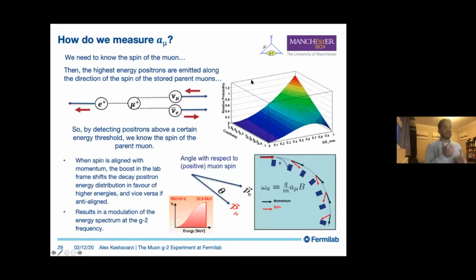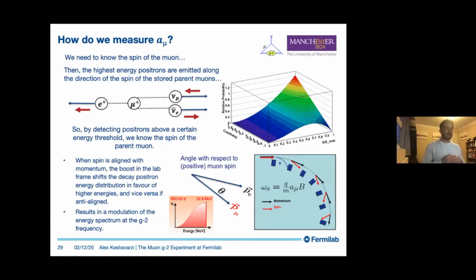So then once the muons are stored, the muons will then decay into positrons, which are what we measure. Okay, they're positive muons, so they decay into positrons, and that's what we measure. Now, the positrons with the highest energy will always be emitted along the direction of the spin of the stored muon. Okay, so what we can do is say, well, we have a positron spectrum that spans a range of energies. Let's cut away the ones with the lowest energies that don't sit along the direction of the spin, and then let's only analyze the data of the ones with very high energies. And in that sense, we know the spin of the stored parent muon, because we know that the positron has decayed along the direction of the spin path.